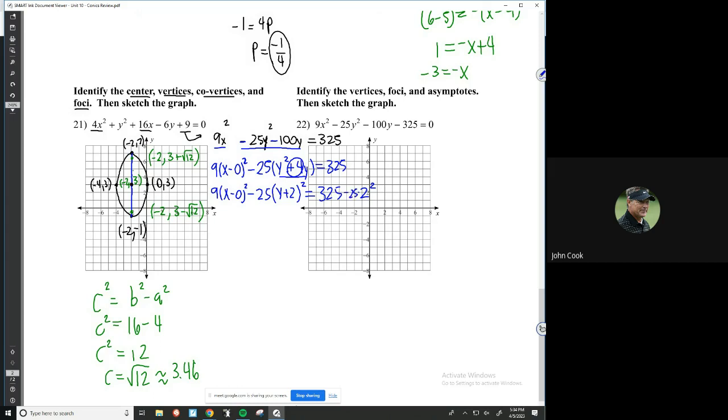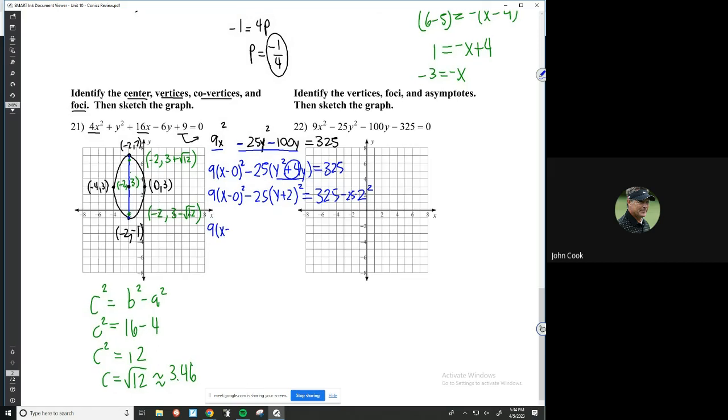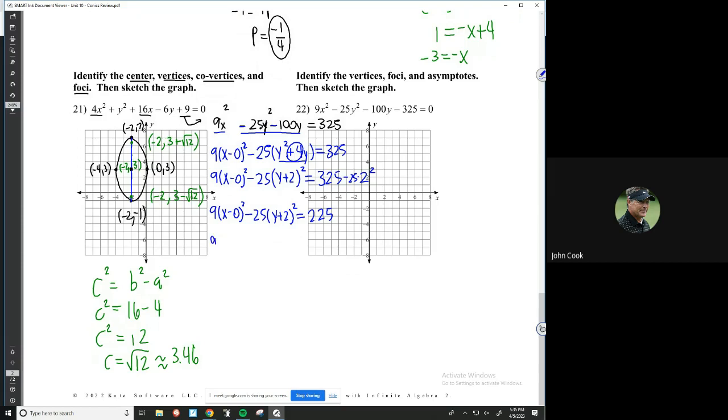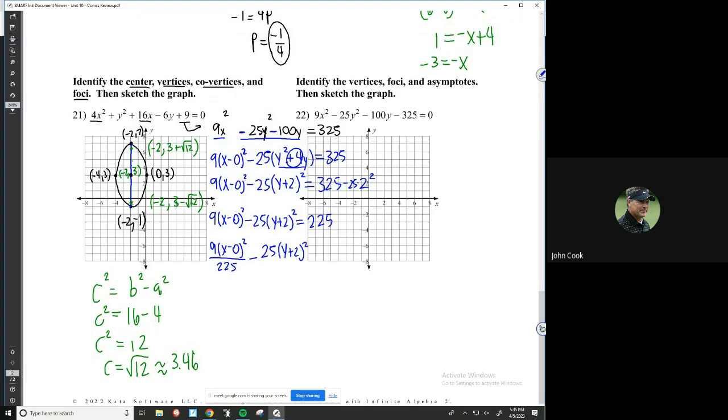Okay, so here's what I've got. I've got 9, and then x minus 0 squared minus 25, and then y plus 2 squared equals, and then that's 325 minus 25 times 4, so minus 100. That would give us 225. All right, and then I divide both sides by 225 to get that 1 that I want, right? So it's 9x minus 0 squared over 225. And then minus 25y plus 2 squared over 225 equals 1 now.